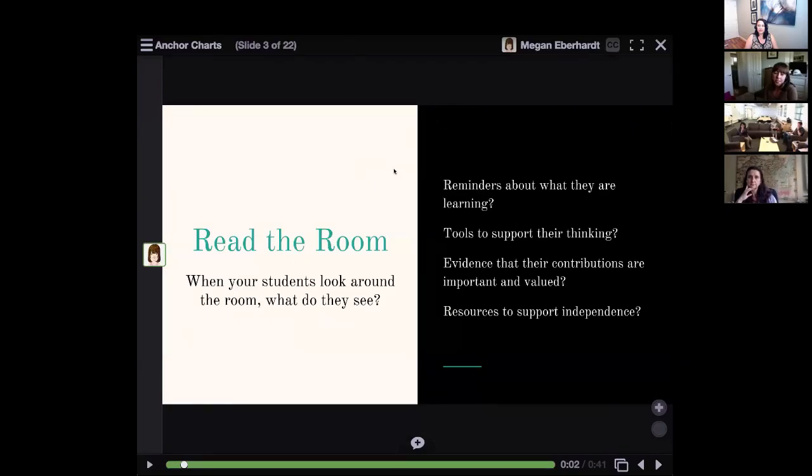So I'm continuing to kind of build the premise here of what do students get when they look around the classroom? Do they see reminders of their learning? Are there tools to support independent management of their thinking? And then also something that's important that student teachers don't always take into consideration is whose contributions are valued in the classroom. Is it the teacher's knowledge or is it the student knowledge? It's valued by what's up on the walls.